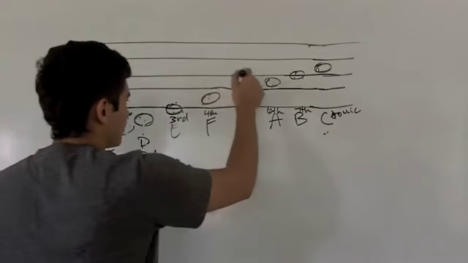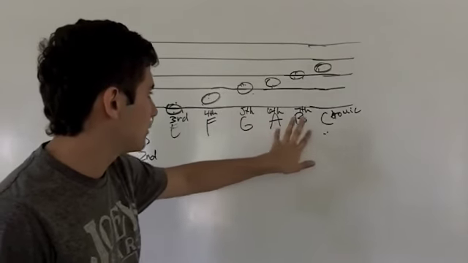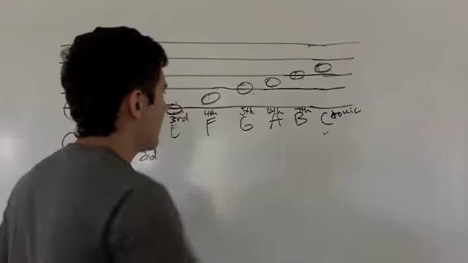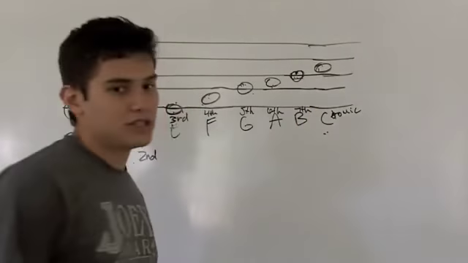So you have F to F sharp to G. From G to A is G to G sharp to A, so that's another whole step. This is another whole step. And from your seventh to your octave is just a half step.